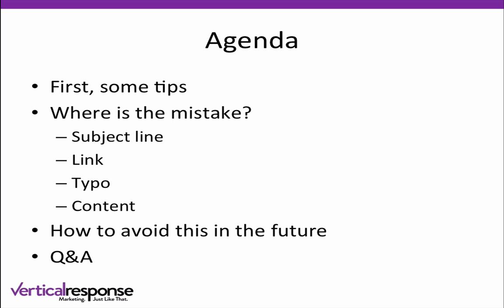First of all, this is what we're going to go over. I'm going to give you some tips to start out with, and then I'm going to talk about specific places in your email where you may have made a mistake and what you can do about that to fix the error that's happened. At the end, we'll have some information on how to avoid this in the future. You probably know how to avoid it, but I'm going to go over it anyway. And then, as I said, there will be time for Q&A at the end.